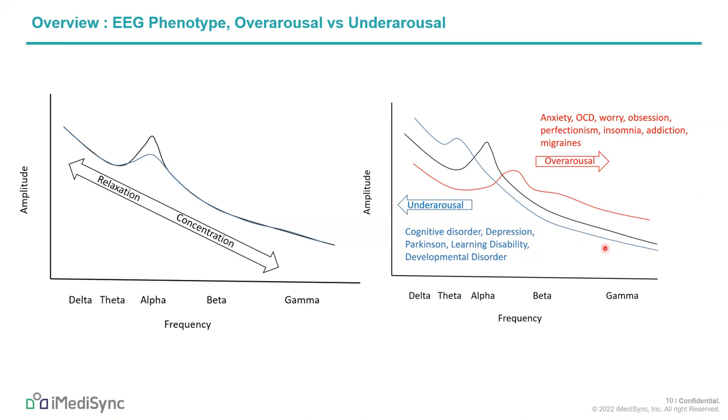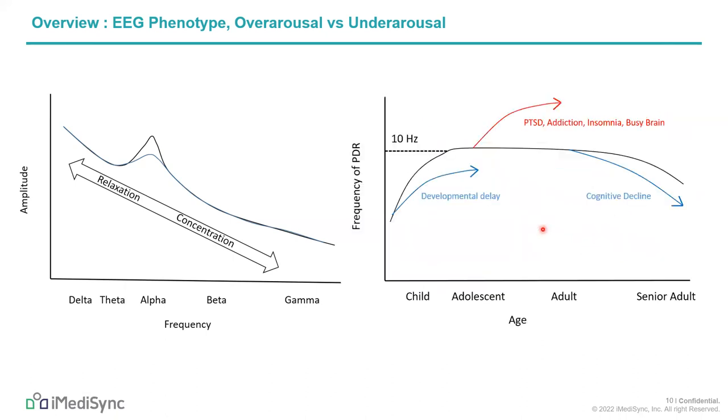I'd like to add one more thing: the age dynamics of the posterior dominant alpha rhythm. The alpha peak frequency develops into the adult range in early adolescence and declines in normal aging. But alpha frequency is slower than the age-relevant average in developmental disorder and cognitive decline in the senior population, while alpha frequency is higher than normative values in many overarousal phenotypes, such as PTSD, insomnia, busy brain, and so on.